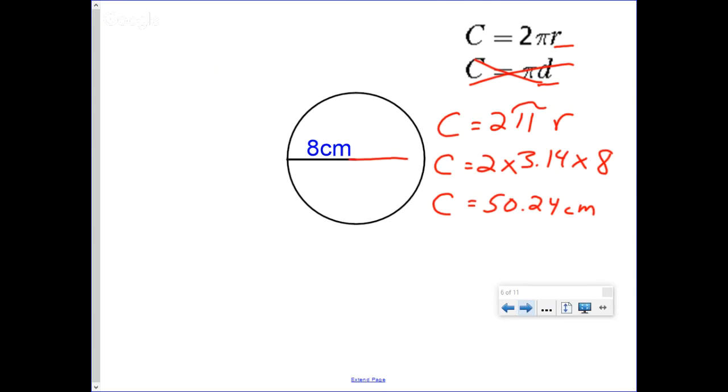And if you had doubled this, that would have been 16 centimeters. 16 times 3 is 48, and 50 is a little more than 48. So that makes sense that our circumference always has to be a little more than 3 times our diameter.